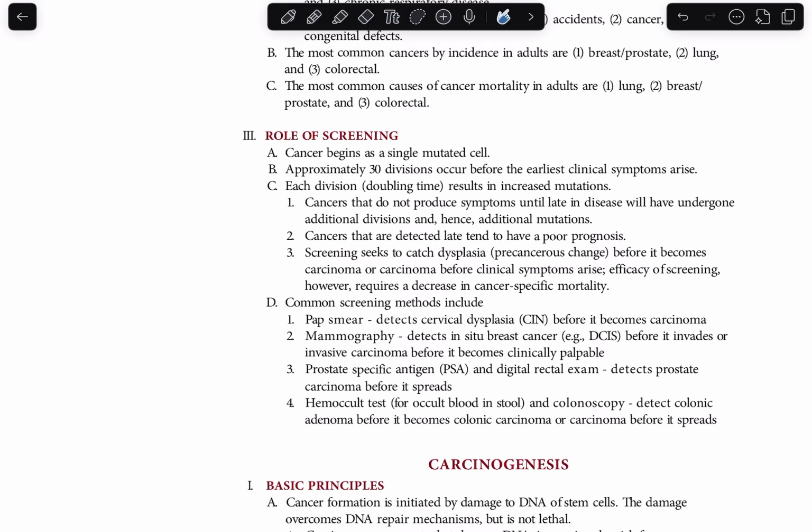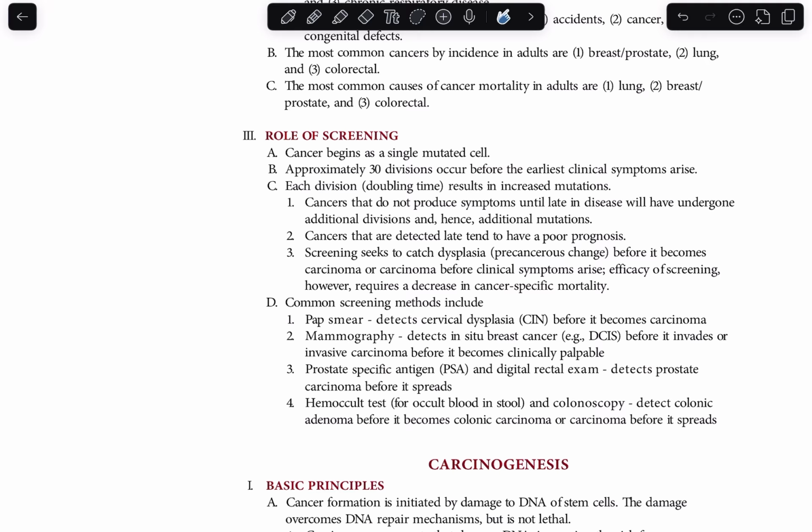Role of screening. Cancer begins as a single mutated cell. Approximately 30 divisions occur before the earliest clinical symptoms arise. Each division, or doubling time, results in increased mutations. Cancers that do not produce symptoms until late in disease will have undergone additional divisions and hence additional mutations. Cancers that are detected late tend to have a poor prognosis. Screening seeks to catch dysplasia or precancerous change before it becomes carcinoma, or carcinoma before clinical symptoms arise.